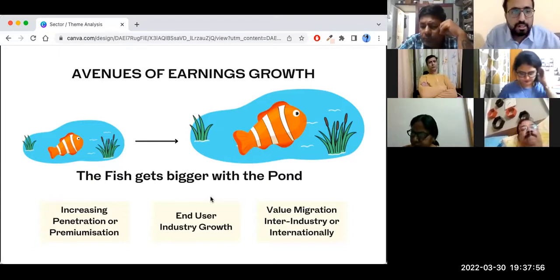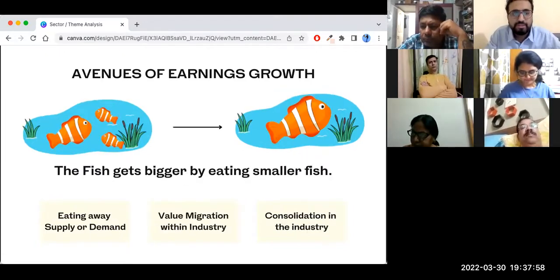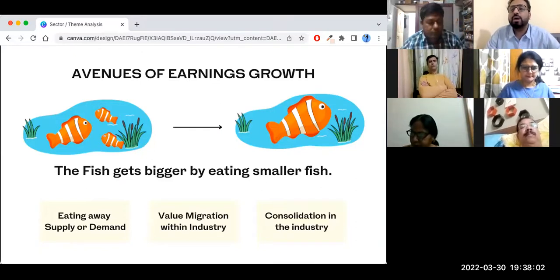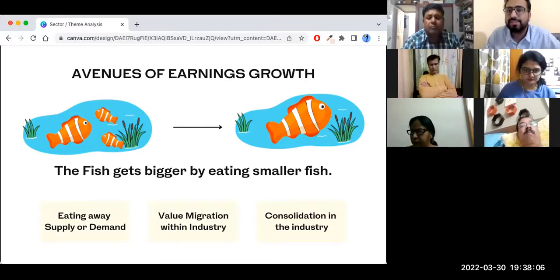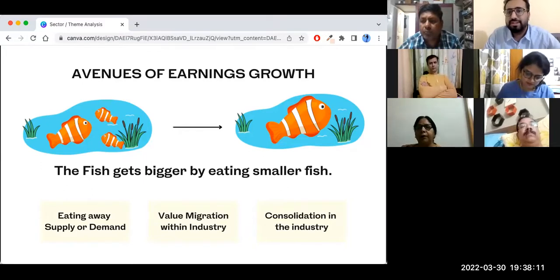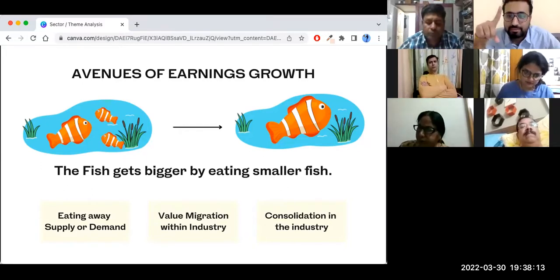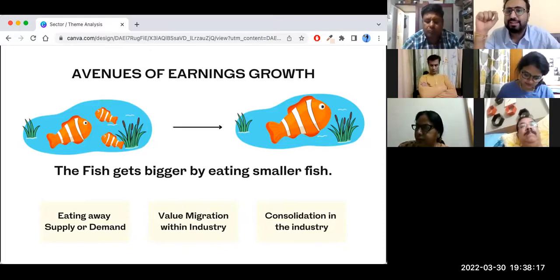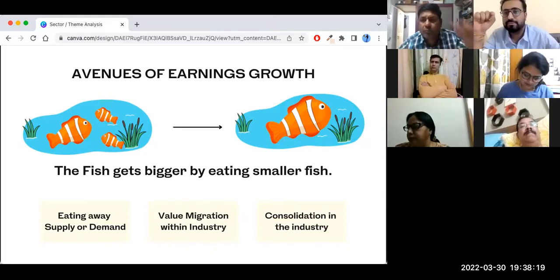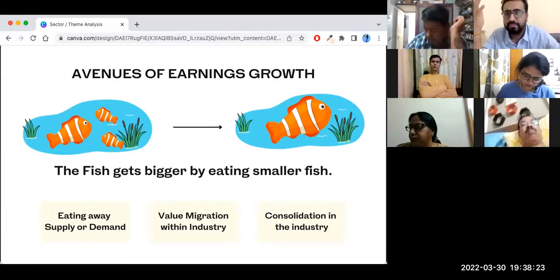All right. What is the second way? The second way how a company can become big, how a fish can become big, is by eating away smaller fishes. The pond is not getting bigger. The fish is eating smaller fishes and becoming bigger. Classic example of market share increasing.